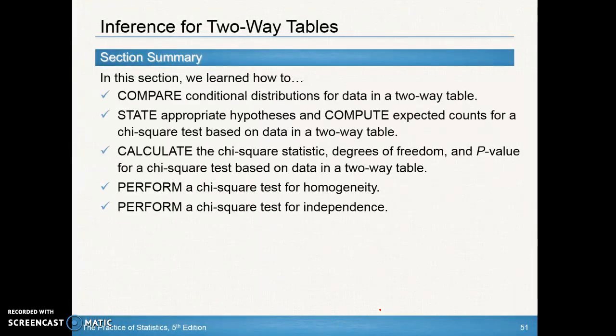So here's your section summary. Go ahead, take a minute, read it over, and if you have any questions, let me know.